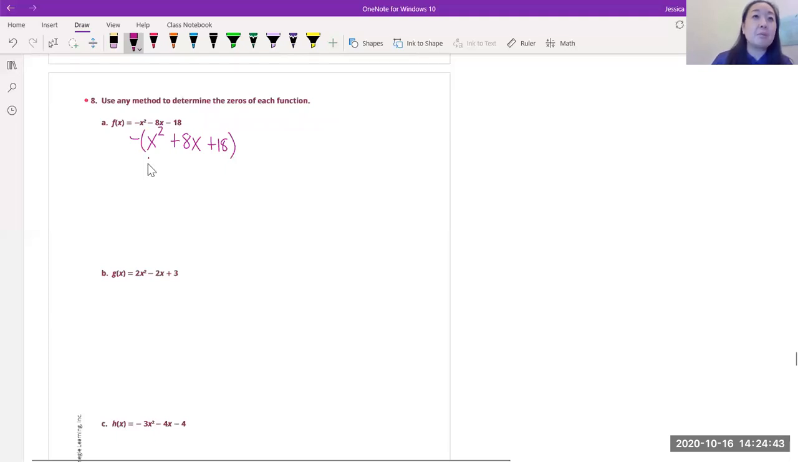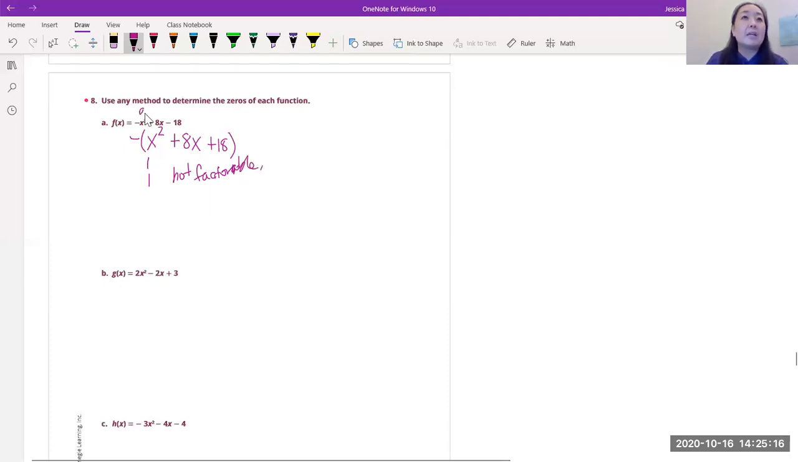Okay, so I know this is going to be 1 and 1. And this is going to be 2 and 9. Is 2 and 9 going to give me 8? No. 3 and 6. 3 times 6 is 18, but 3 and 6 is not going to give me 8. Is there anything else? I don't see anything else. So not factorable. So we're going to go with A, B's, and C's.